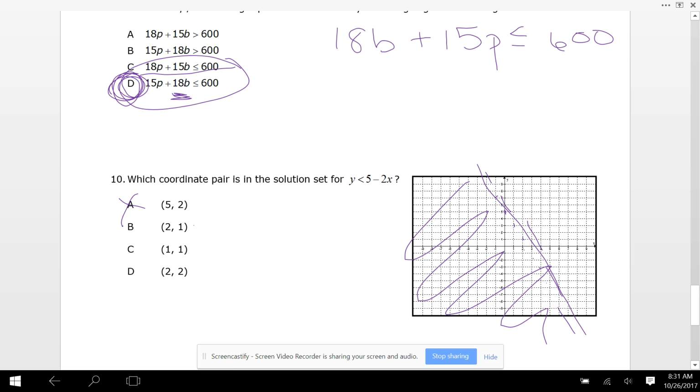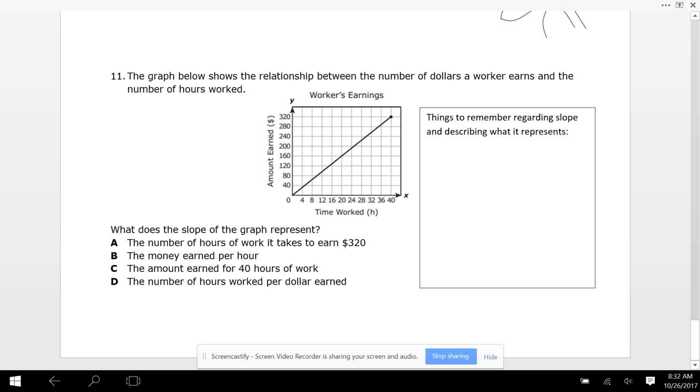So (5, 2), not a solution. (2, 1), yes. (1, 1). And (2, 2), is that going to be on my boundary? No, that's not on my boundary. So I got 2 answers again, didn't I? Maybe (2, 1) is on my boundary line too. I think (2, 1) is on the boundary line, but since I drew a bad line, it's hard to tell.